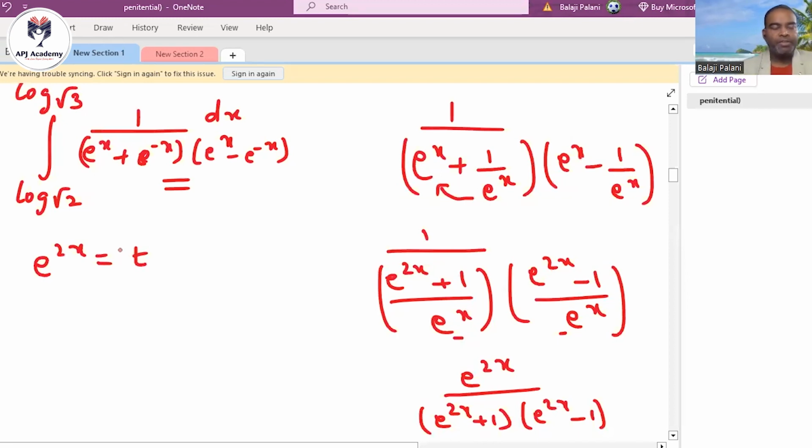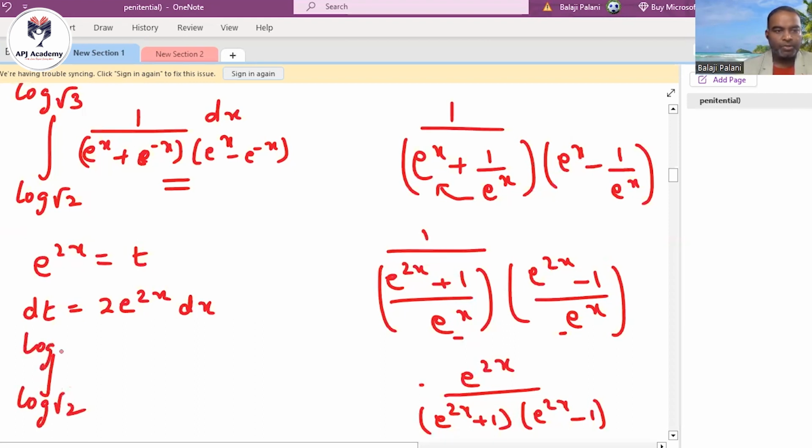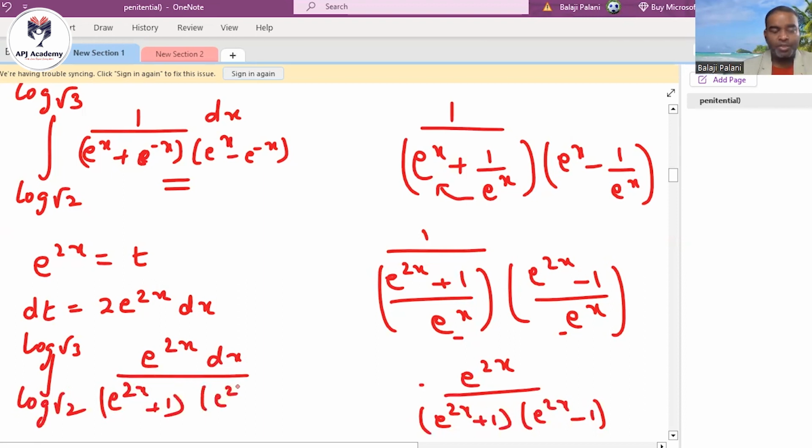Okay, once again we will just bring it in the substitution form. e power 2x is equal to t. So இதை differentiate பண்ணா என்ன வரும்? dt is equal to 2e power 2x dx. Alright, 2e power 2x dx. Now in this question, after we have simplified, it becomes log root 2 to log root 3 e power 2x dx by e power 2x plus 1 into e power 2x minus 1. And denominator, if you notice, it is already in the identity a plus b into a minus b.